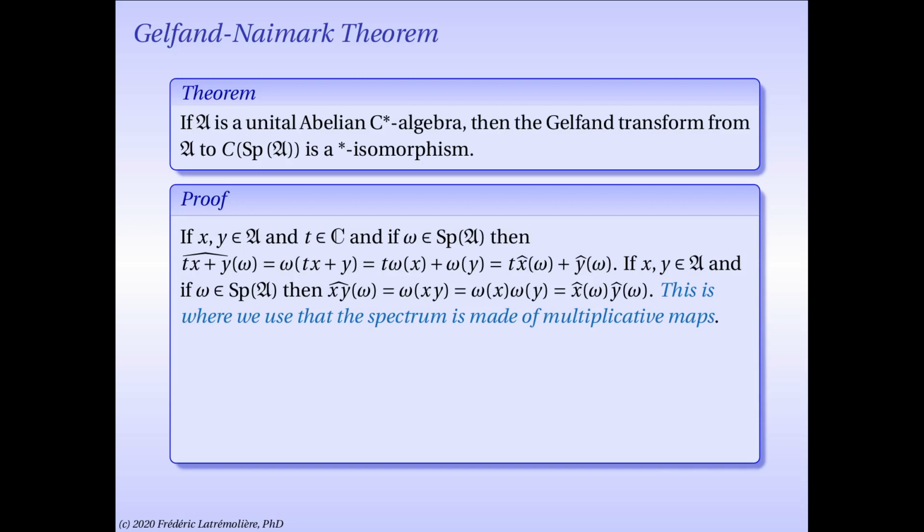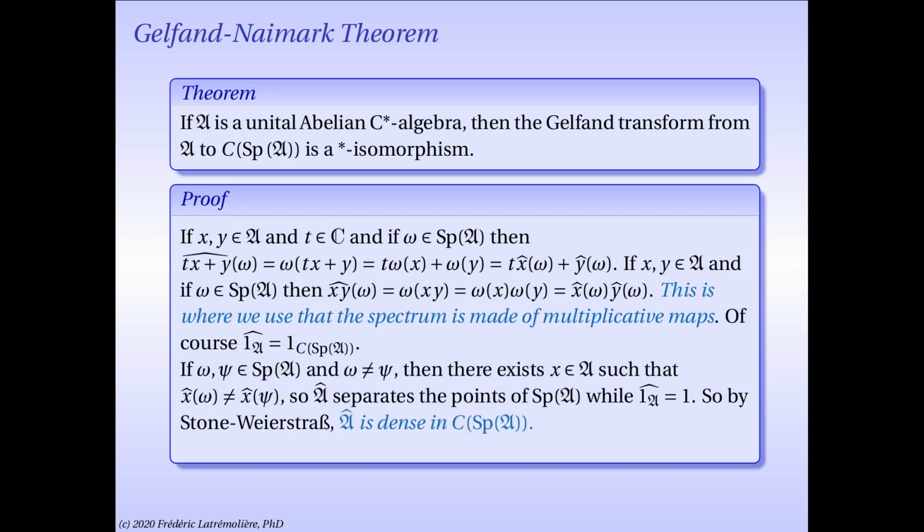Well, here it comes. If x and y are two elements of your C-star algebra and you evaluate the Gelfand transform of their product at some character omega, then it's omega of x times y, but because omega is multiplicative, that is indeed omega of x times omega of y, which is the Gelfand transform of x at omega times the Gelfand transform of y at omega. The unit of the C-star algebra is mapped to the unit of the codomain of the Gelfand transform. That's immediately clear because we've seen that every character takes the value 1 at the unit.